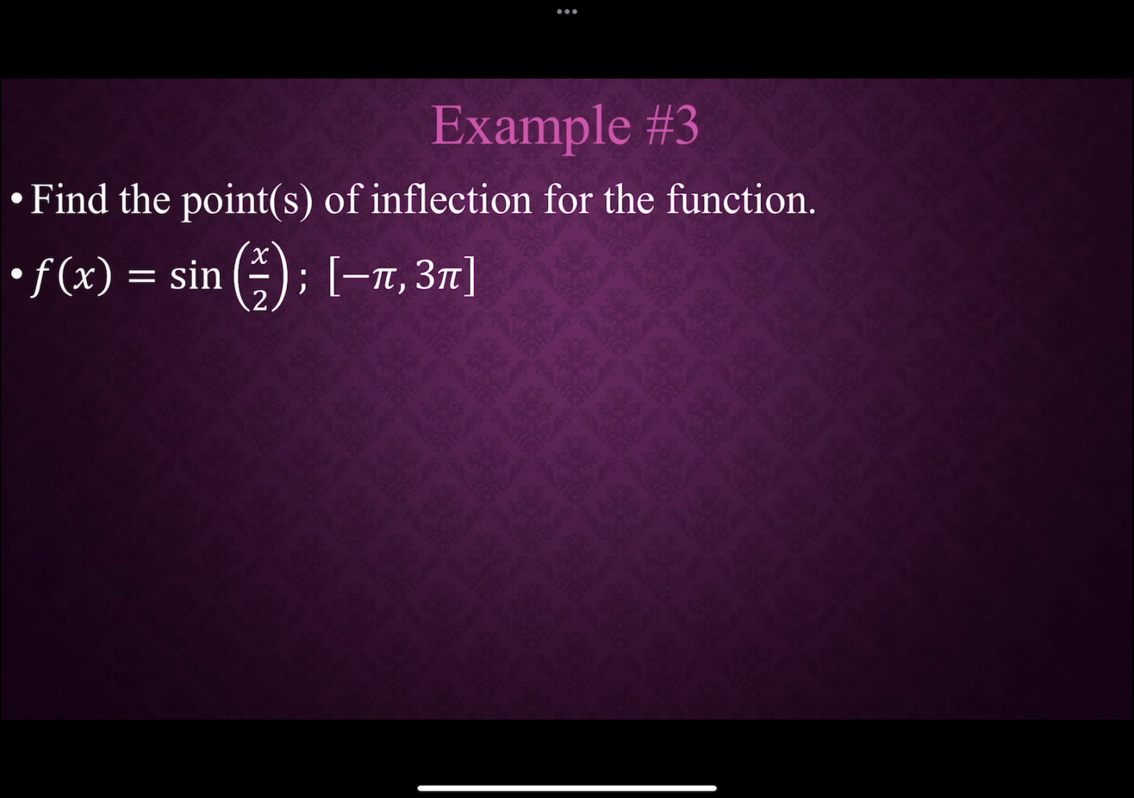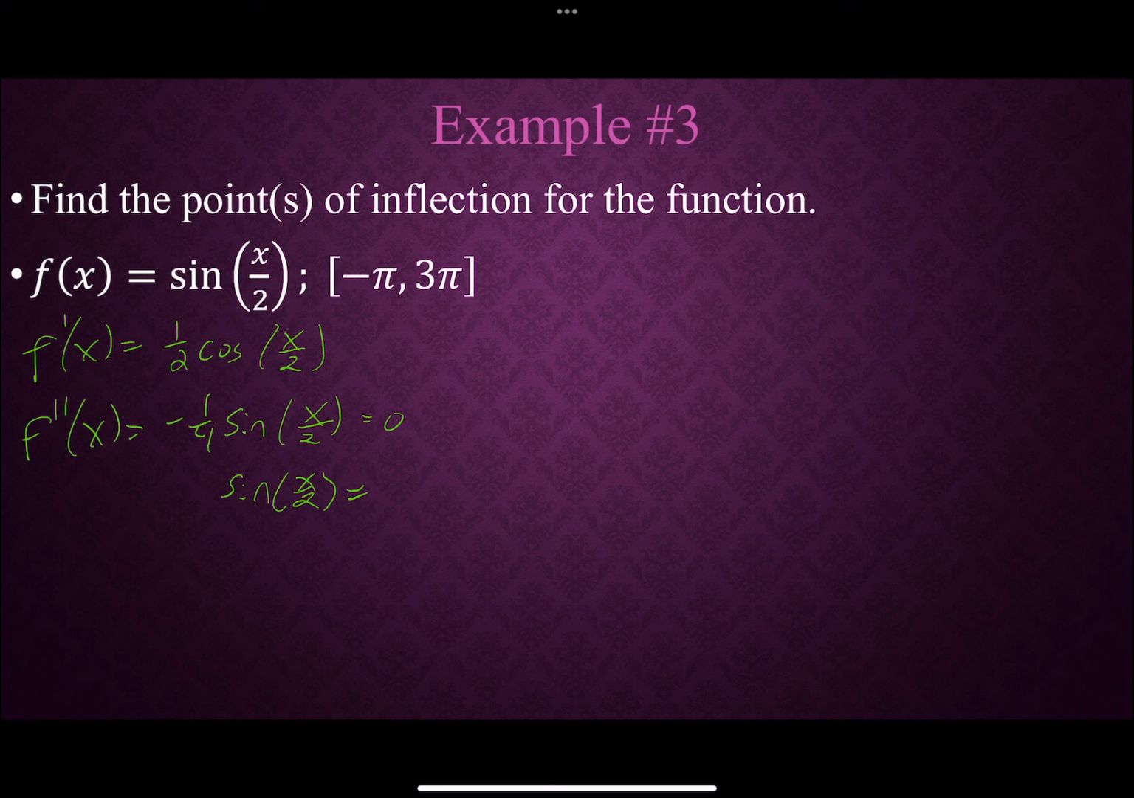Algebraically, it's all about solving. We need to find the second derivative equation. So we go ahead and take our first derivative. We get 1/2 cosine of x over 2. We take our second derivative. We get -1/4 sine of x over 2. And we set that equal to 0. So ultimately, that coefficient in front didn't really matter in the slightest. It's all based on when is sine equal to 0, which based off the simple unit circle, sine is equal to 0 at 0 and pi.